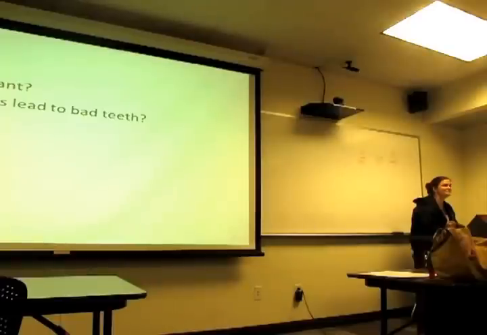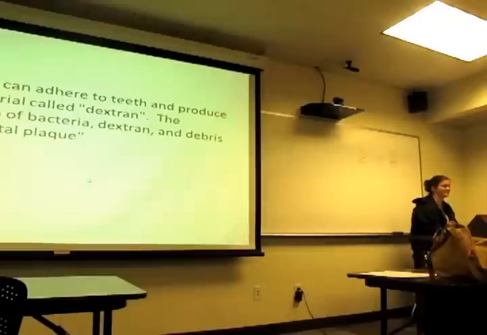Something like that. Dextran has something to do with plaque. It's made by bacteria when they eat sucrose. You're on the right track. They attack enamels and cause cavities. They feed off of it. Yeah. Bacteria adhere to the teeth and produce a sticky material called dextran. The accumulation of bacteria, dextran, and debris is called dental plaque.